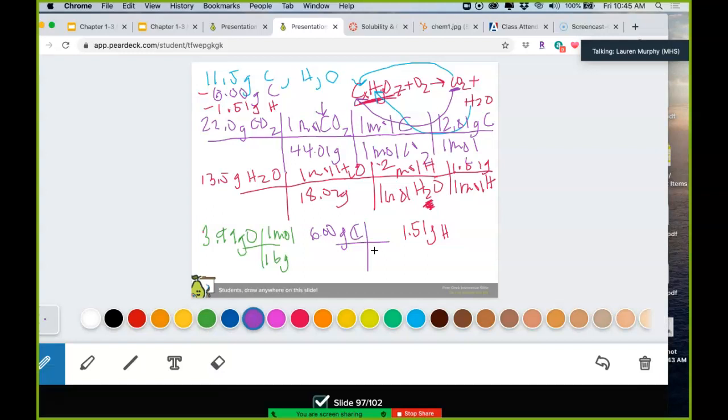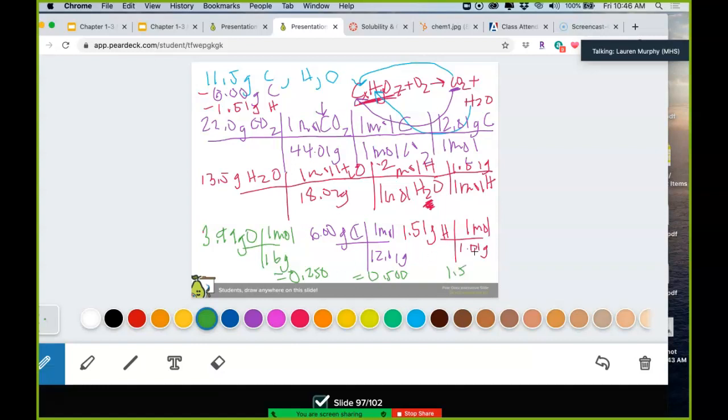Carbon is 12.01 grams per mole. Hydrogen is 1.01 grams per mole. So this is pretty much 0.250-ish. This is pretty much 0.5. This is pretty much 1.5.